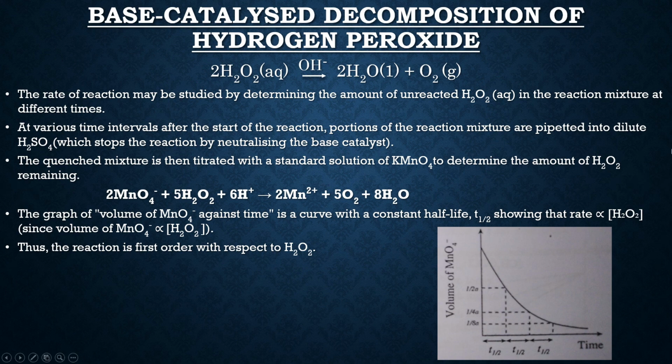By drawing a graph of volume of permanganate ion against time, we get a curve with a constant half-life, showing that the rate is directly proportional to the concentration of hydrogen peroxide. Therefore, we can say that the reaction is first order with respect to hydrogen peroxide.